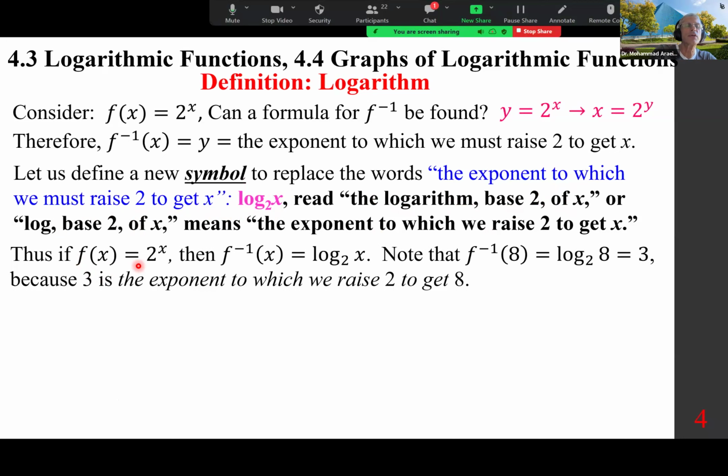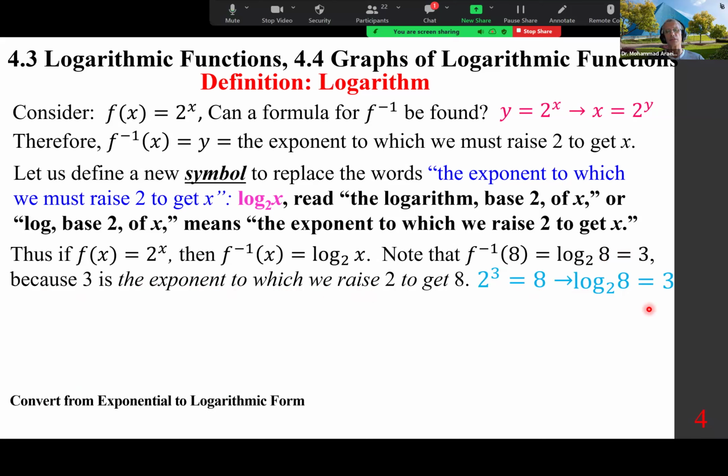Thus, if f of x is 2 to the power of x, f inverse of x is log x base 2. Note that f inverse of 8 is log 8 base 2 equals 3, because 2 cubed is 8, because 3 is the exponent to which we raise 2 to get 8. So 2 cubed equals 8. Log 8 base 2 must be 3.